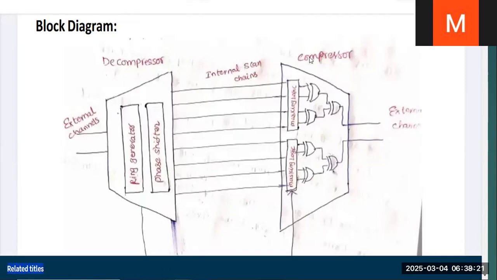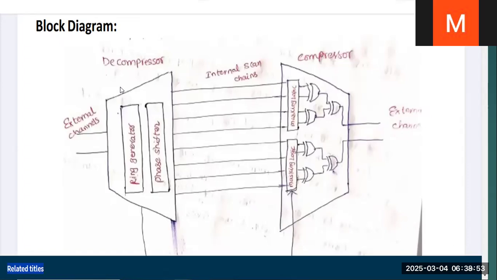Basically, the architecture of EDT consists of three main components. First is the decomposer, then the compactor, which is nothing but a compressor, and the internal scan chains. That is the core. These are called the internal scan chains and these are called the external scan channels. If we observe clearly here, external scan channels are two, and internal scan chains are many.